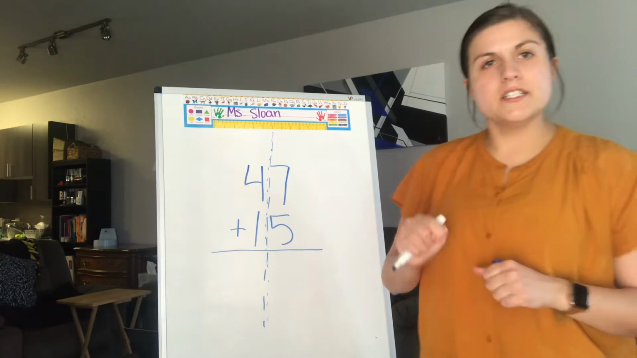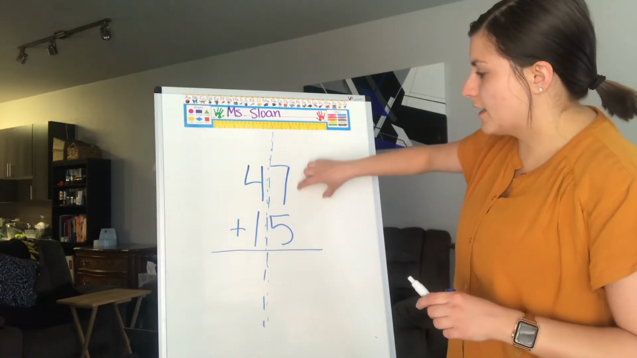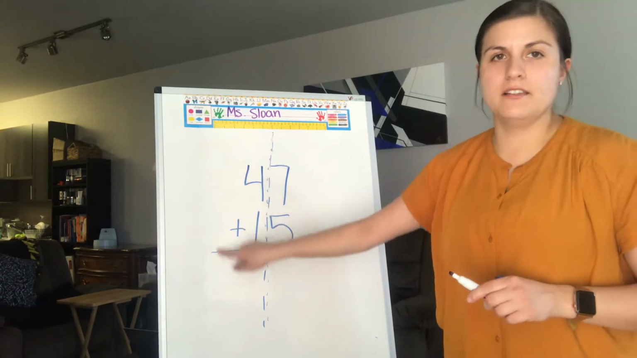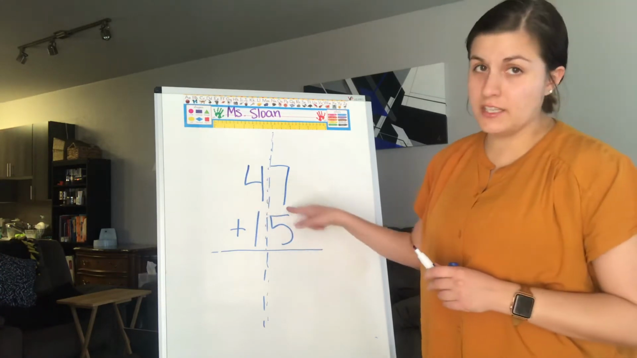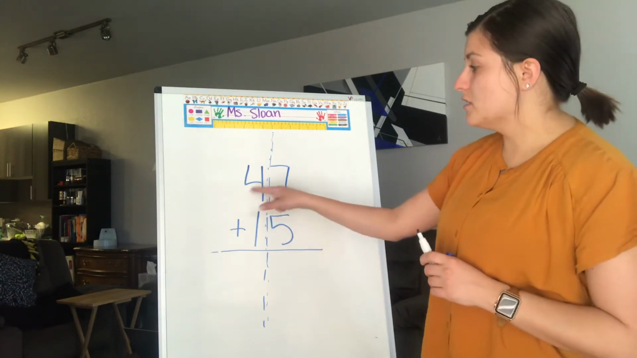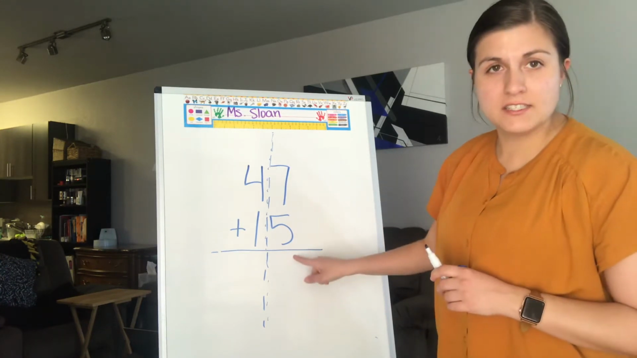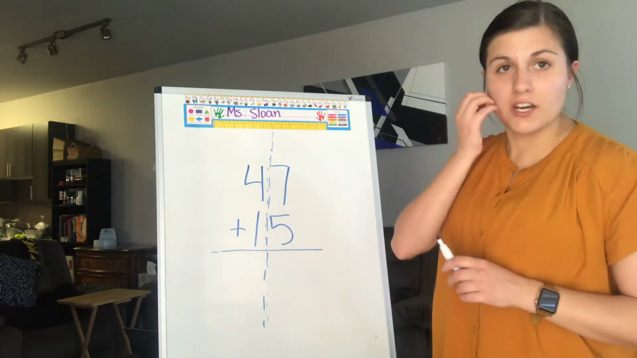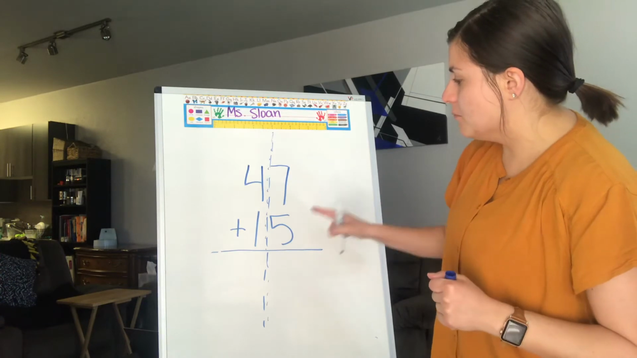So when we start to add our two numbers, we always need to start in the first lane and then move over to the second lane. We don't add diagonally. We don't add across. We start in the ones place and we add our two numbers in the ones place first. So first we are going to add 7 plus 5.